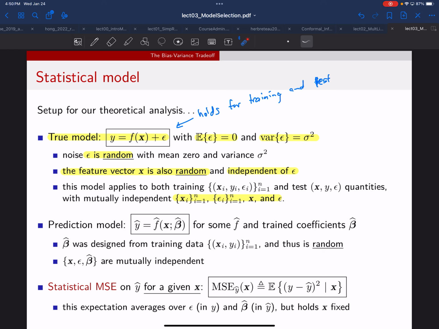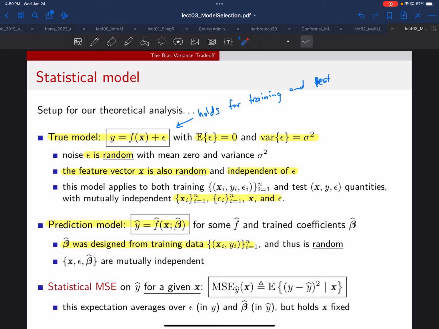So that's the true model. Now there's a separate model that usually, in practice, does not agree with the truth, and that is our prediction model. Because it's different, notice we put a hat on this f. This might be a third degree polynomial, or a quadratic polynomial, or it might be logarithmic. It could be anything. Another difference is that this one depends on some parameters beta that we have to learn, and those parameters are designed from the training data.